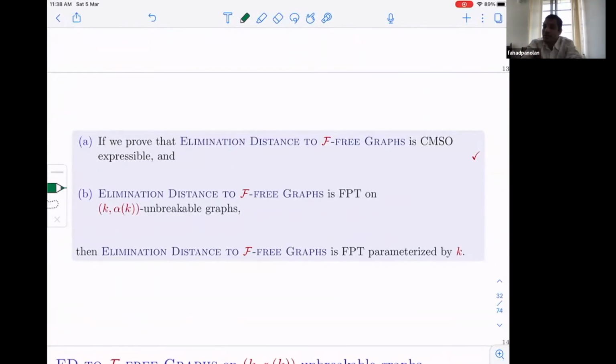Now what we need, and that is yet to be proved, is that elimination distance to F-free graphs is FPT on these special kinds of graphs, which are k alpha k unbreakable graphs. Once we prove that, we are done. So now I'm going to give you a proof for the second one, and it will be in detail.